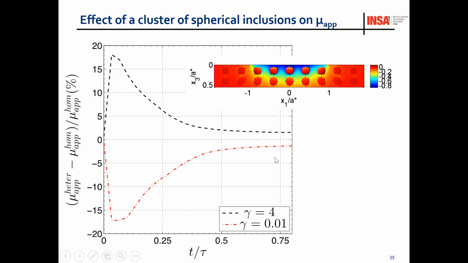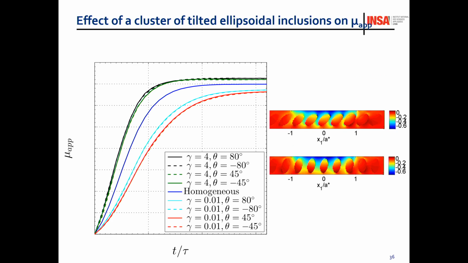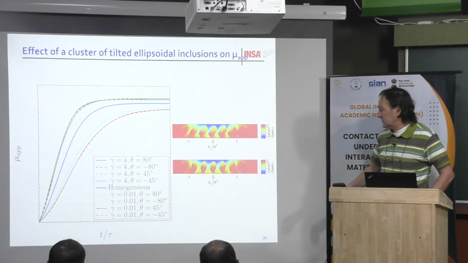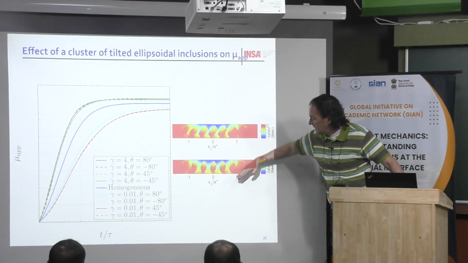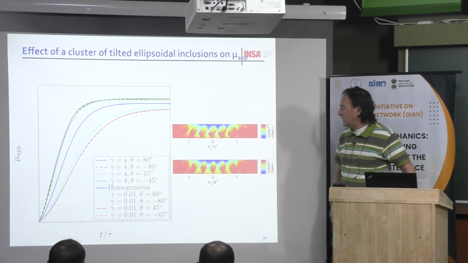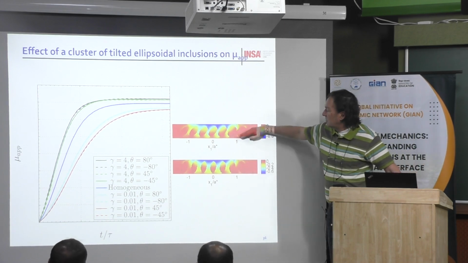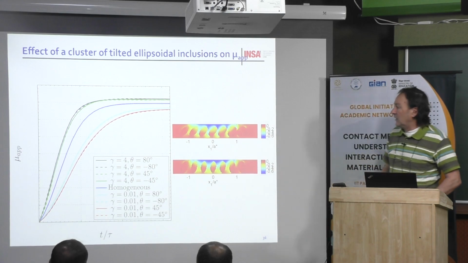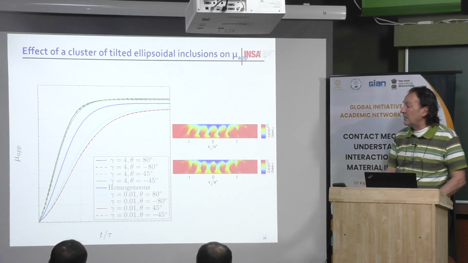Then after a given time, when you reach a steady state, there is still some effect, but it is less pronounced than before. Another type of simulation: this time it is not spherical inclusions. We use ellipsoidal inclusions with different orientations. Here it's not purely vertical, it's 80 degrees, almost vertical. And here it's 45 degrees. And you can see also the effect on the apparent friction coefficient.